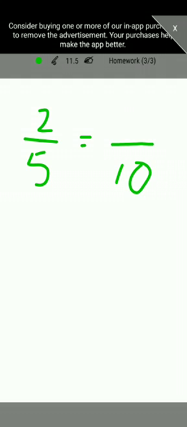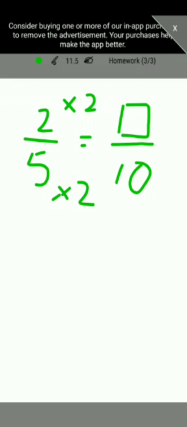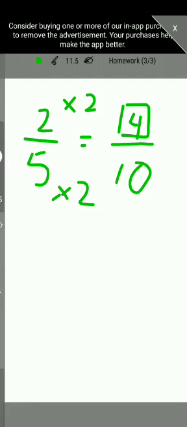Okay, now if you have a fraction 2/5 equal to a fraction with 10 given, and you have to find the number in the box to get an equivalent fraction, you can find it by seeing how many times 5 goes into 10. 10 is 2 times 5, so you multiply the numerator by the same number. 2 times 2 is 4, so your answer is 4/10.